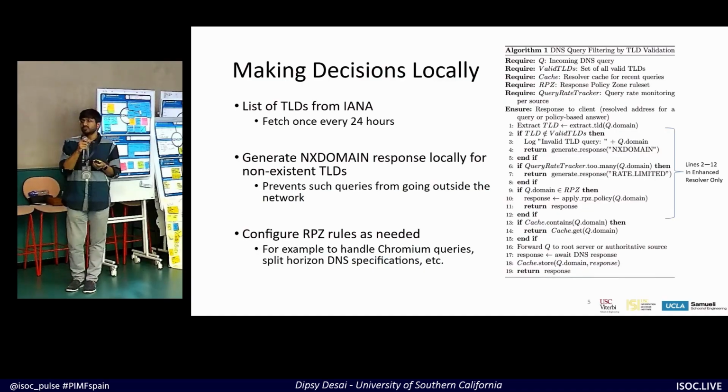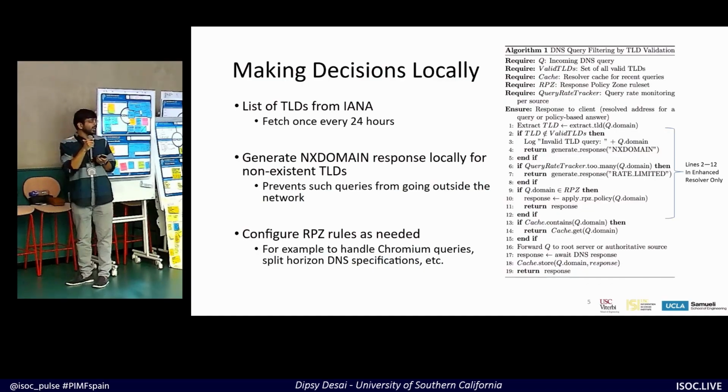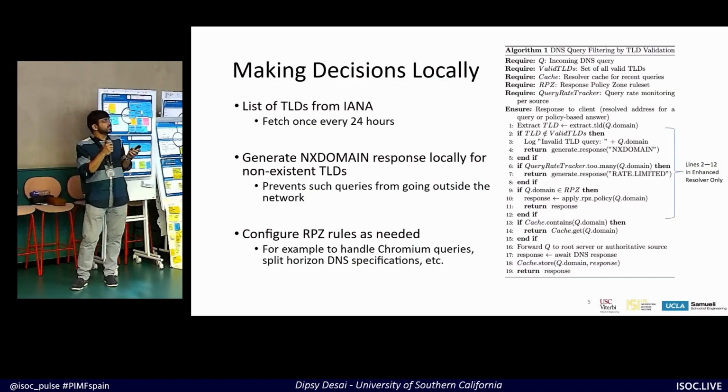The algorithm on the right is a high-level overview of how we make this decision locally. It's about 11 lines of addition to a baseline resolver.